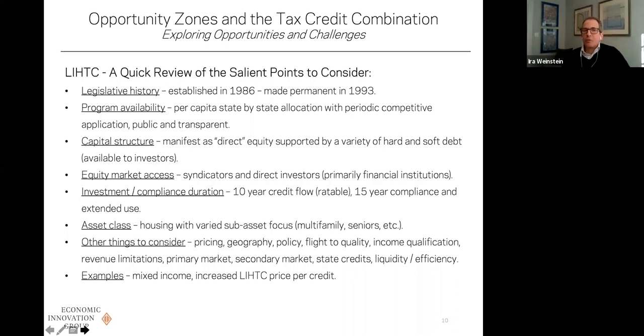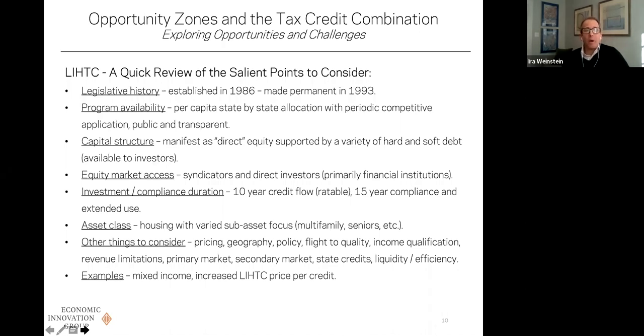From a capital structure standpoint, LIHTC lines up nicely in the sense that it is direct equity like OZs. And typically there are a variety of sources of hard and soft debt. Sometimes the investors that are investing for tax credit purposes are also lenders in a project. And it is not necessarily as likely that there would be other sources of equity. We'll talk about some of the reasons for that in a minute.